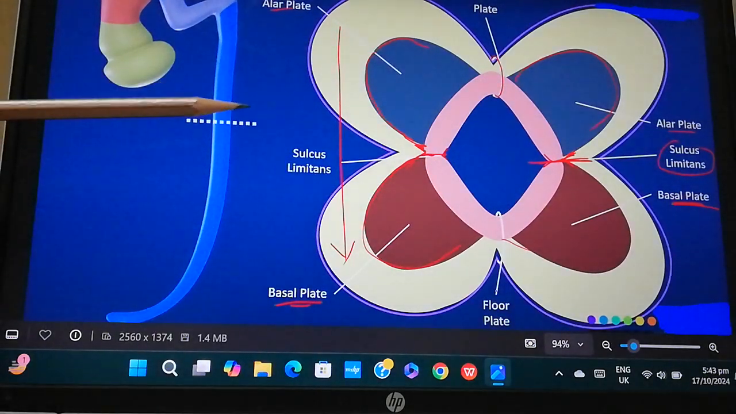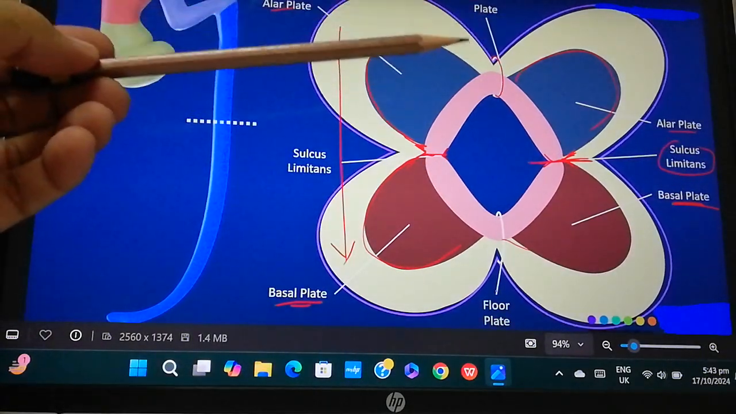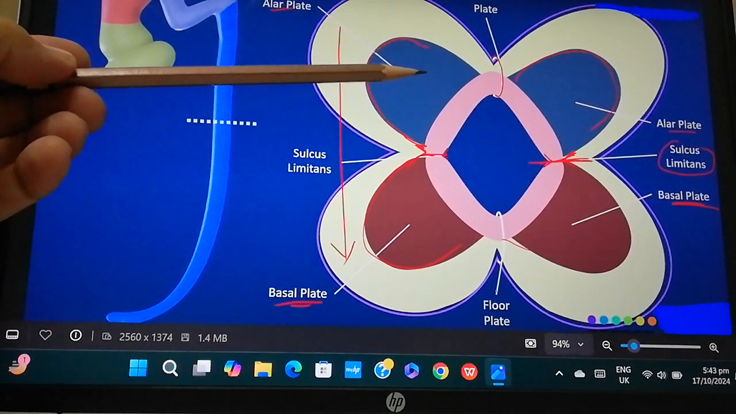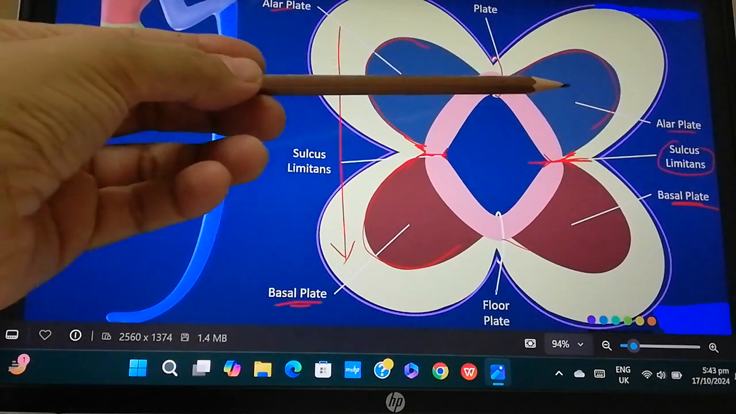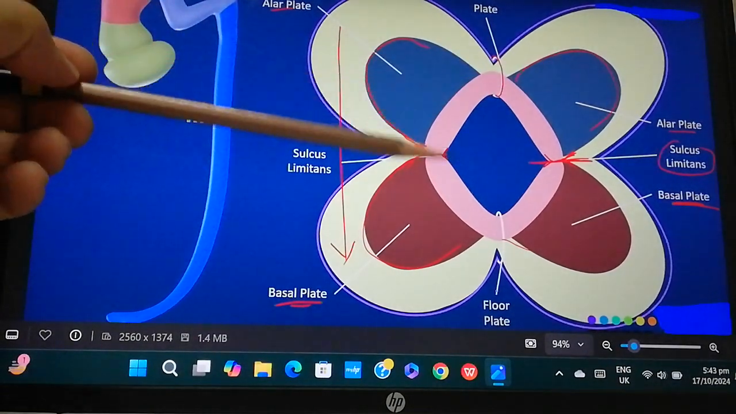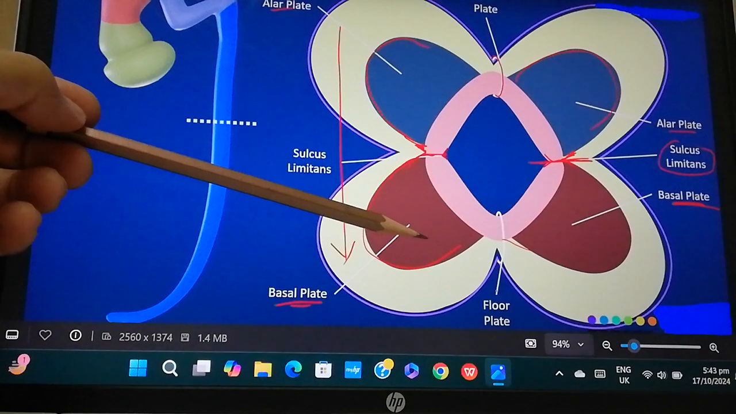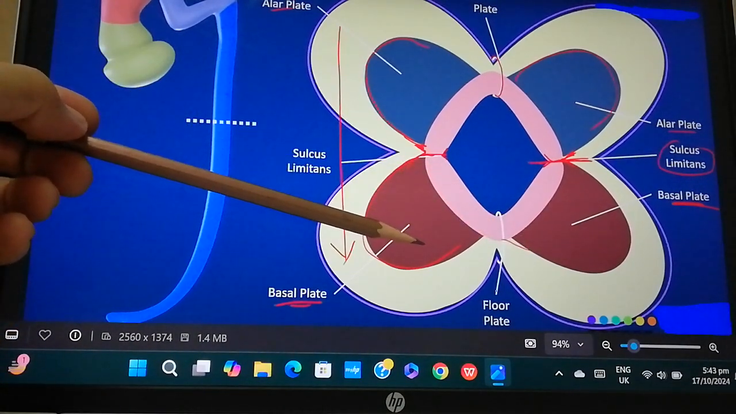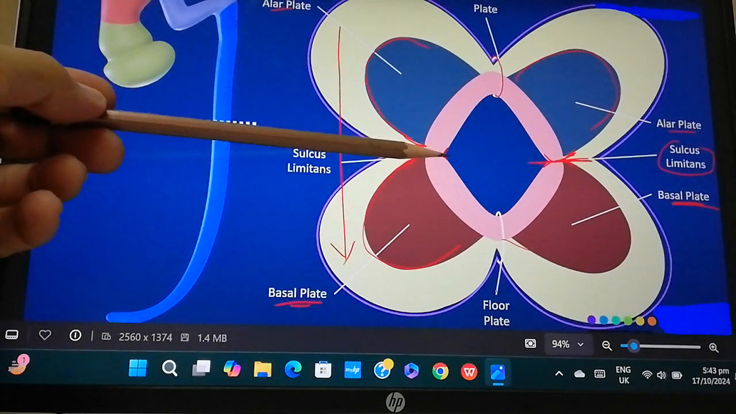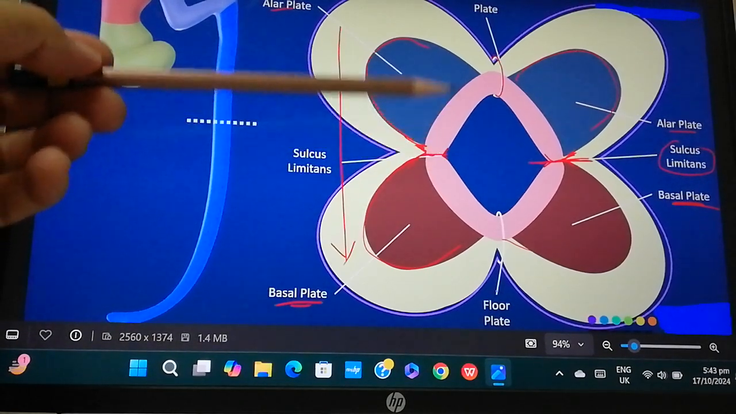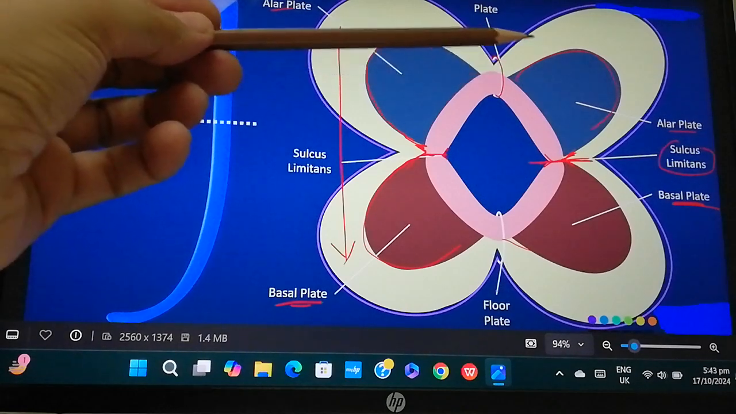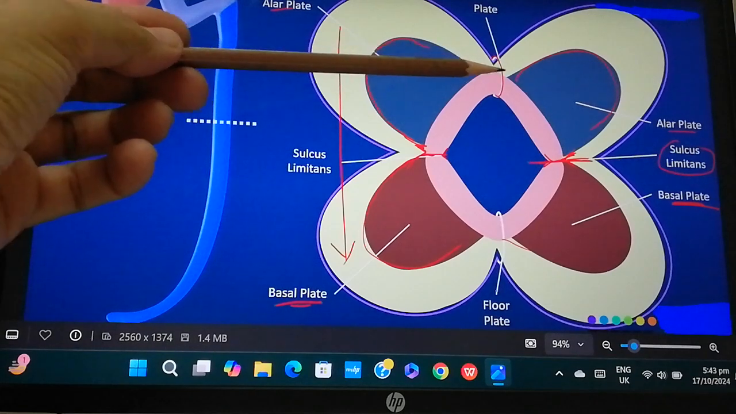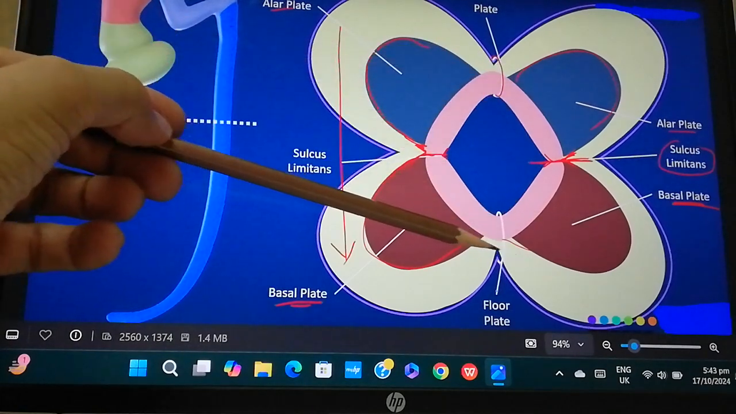Now again, see that among those zones, the mantle zone is differentiated dorsally into the alar plates. These are the sensory plates. And you can see that it also differentiates ventrally into two basal plates. These are motor plates. They both are divided through a sulcus called the sulcus limitans. And we can see that there lies a roof plate. That roof plate doesn't carry any neurons, rather it has axonal fibers in it. And this is the floor plate.